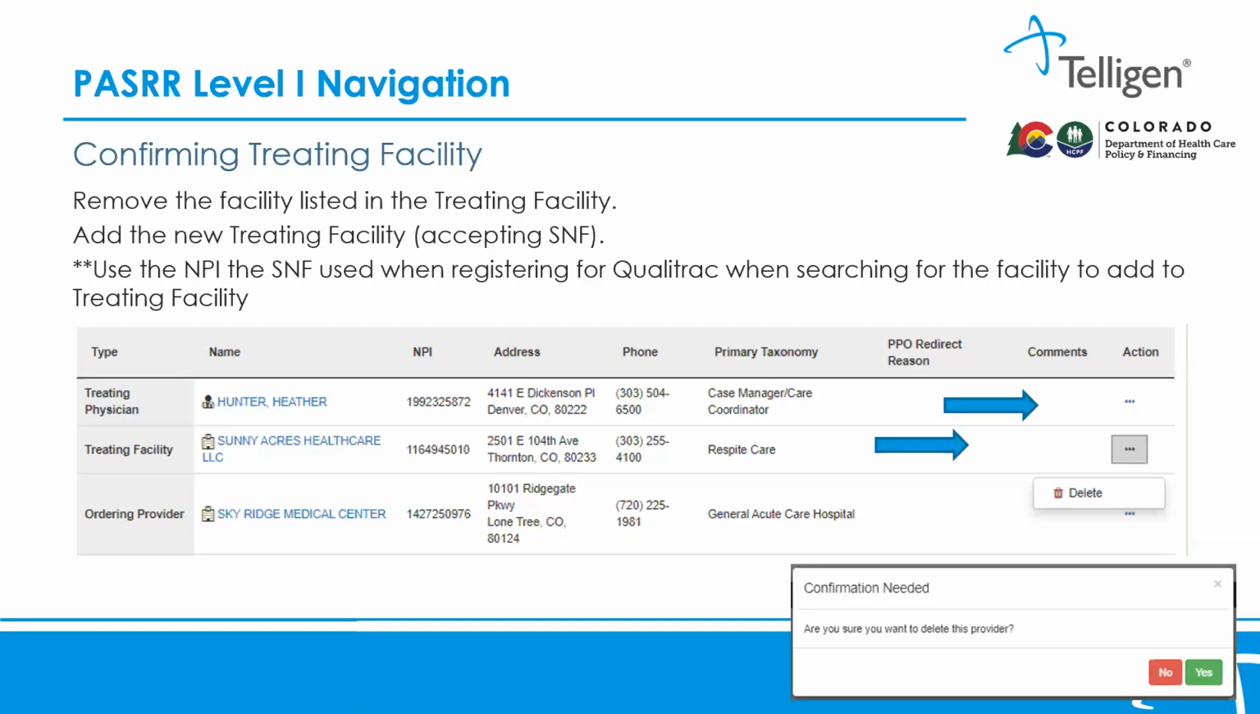You then go through the process that we've described before of adding a new treating facility. And again, we're going to remind you to get that NPI number from that treating facility as you're working with them. And that should be the NPI number that that facility registered with to use Qualitrac. And the reason for that is so that they can see this case on their own, and they can get into the case and retrieve documents on their own as well. So in the course of working with these facilities, be sure you're asking them for the NPI number that they used to register for Qualitrac.